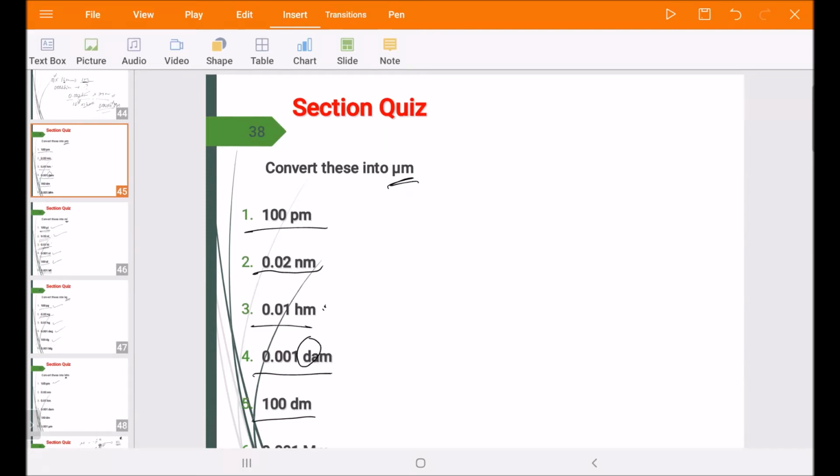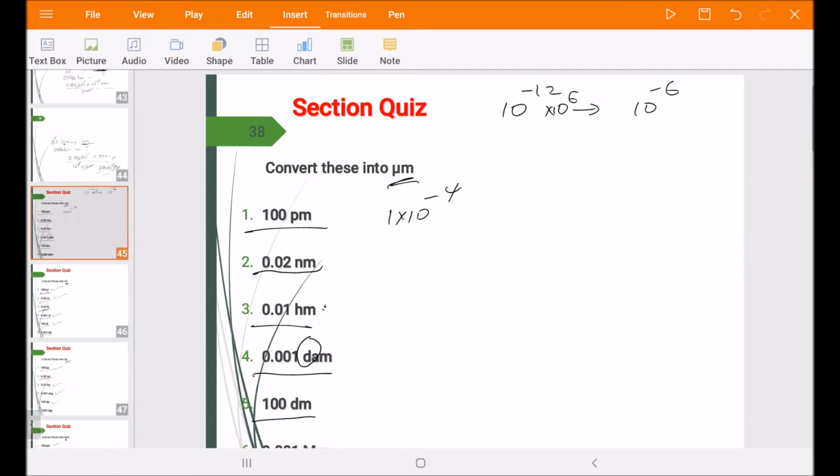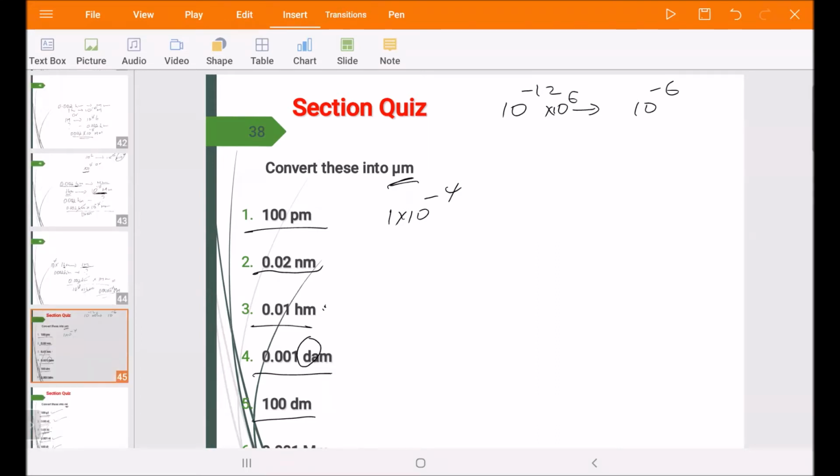1 times 10 to the power of minus 4. Okay, what does pico mean? 10 to the power of minus 12, right? Yes, minus 12. Pico means 10 to the power of minus 12. Exactly.